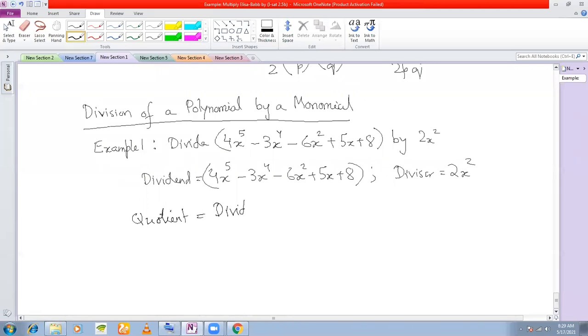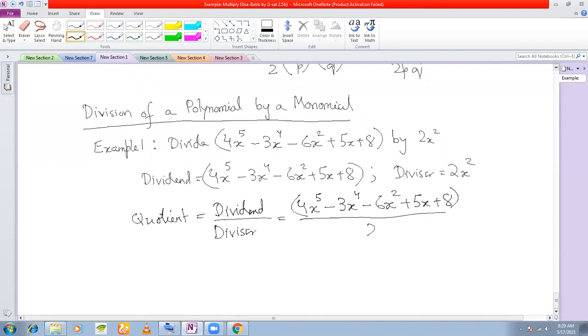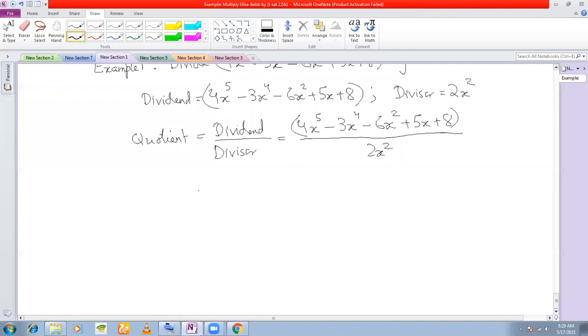dividend by divisor. We have 4x to the power of 5 minus 3x to the power of 4 minus 6x square plus 5x plus 8, this divided by 2x square. So when you're dividing the entire polynomial by a monomial, it means that you're dividing each term of the polynomial by this monomial. That means 4x to the power of 5 you are dividing by 2x square. So let's rewrite this. 4x to the power of 5 we are dividing by 2x square. Now you have a plus sign here, minus sign here, so you give a minus sign here.